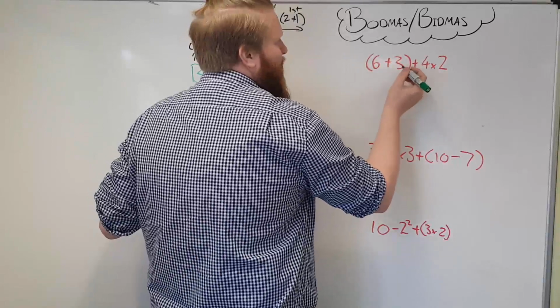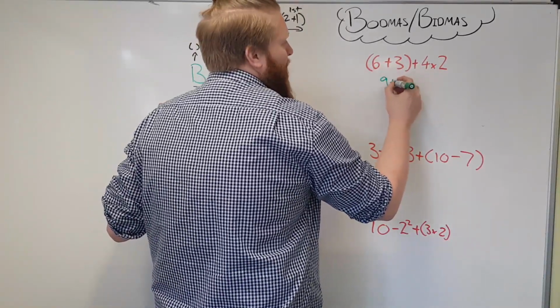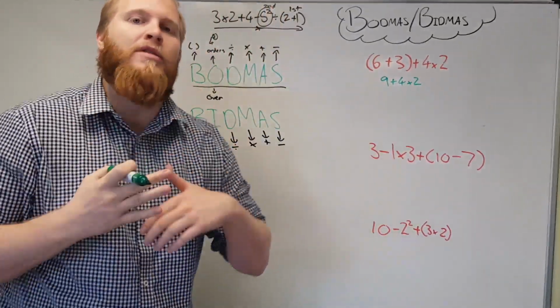So 6 plus 3 I need to do first. 6 plus 3 is 9. So now my sum looks like that. That's the way to do it.